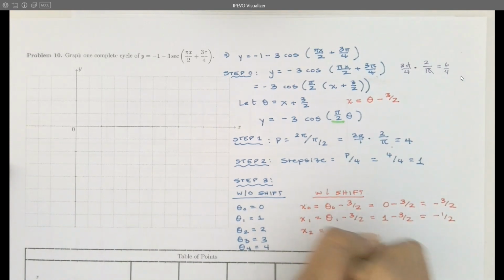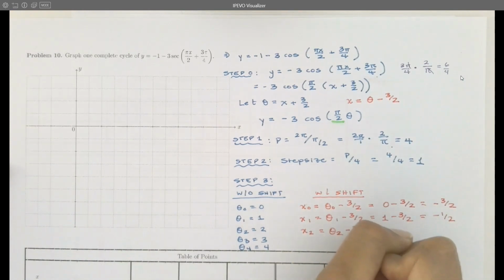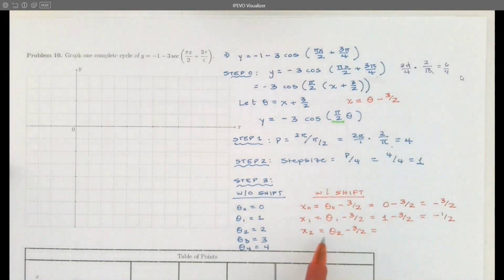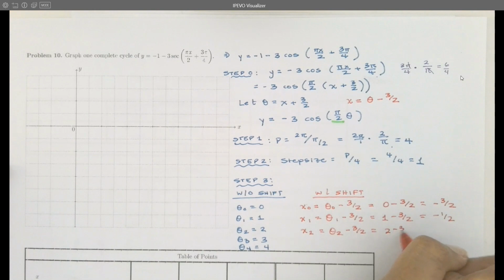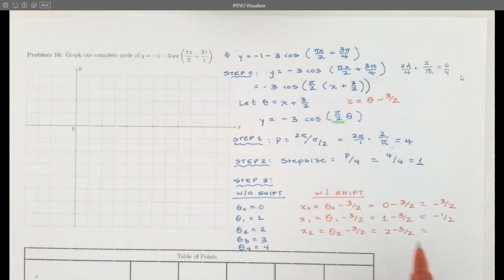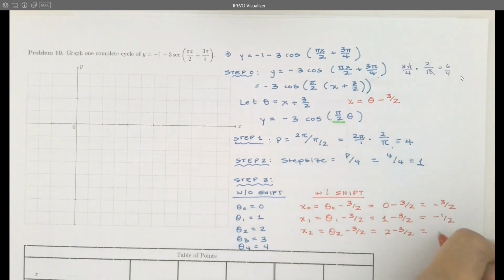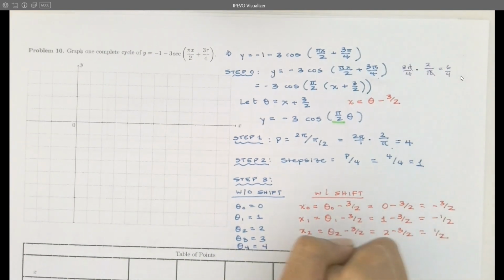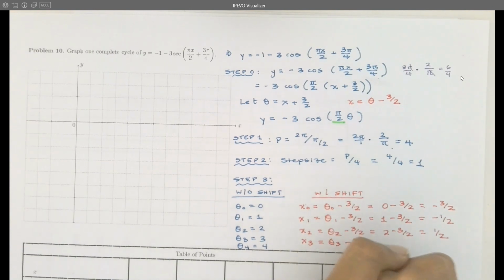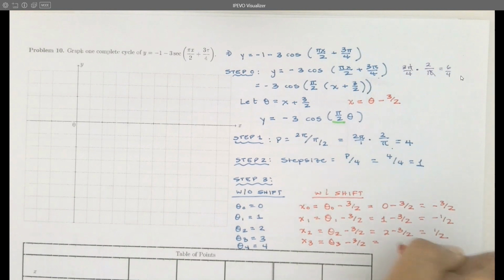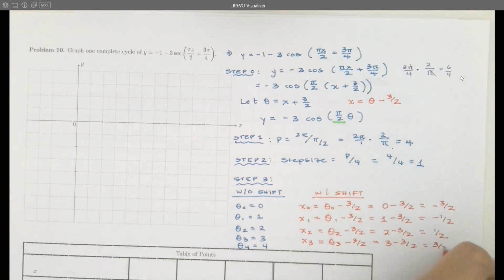Next one, x2 will be theta 2 minus 3 over 2. Theta 2 is a 2, so we're going to have 2 minus 3/2. A 2 is the same thing as 4 over 2, and 4 minus 3 gives us 1/2. Okay, next one, repeat the process. We're going to have 3 minus 3/2, and that's going to end up being 3/2.